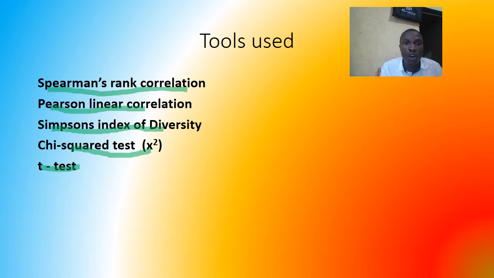The first tool is called Spearman's rank correlation. The second one is called Pearson's linear correlation. The third one is Simpson's index of diversity. The fourth one is the chi-square test, and the fifth one is the t-test. With the knowledge of this, you'll be in a position to come up with data that can be trusted and conclusions which are accepted worldwide in the scientific world.